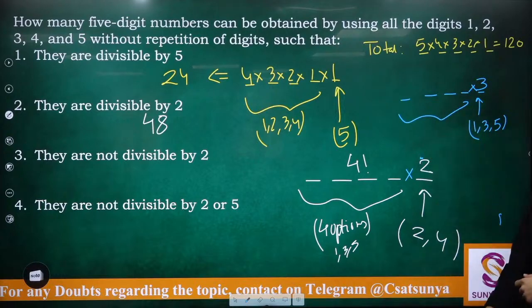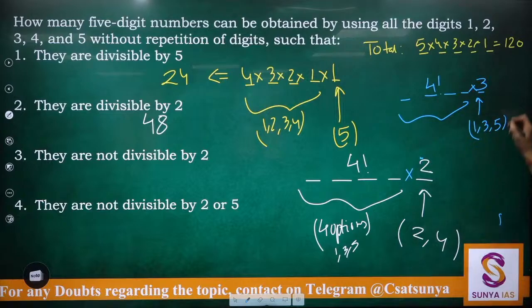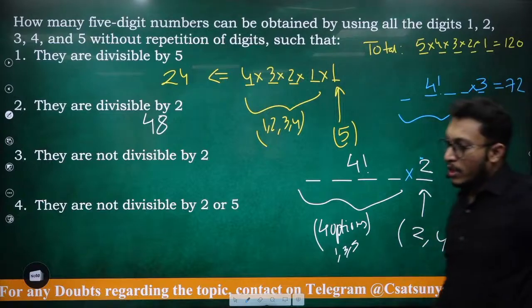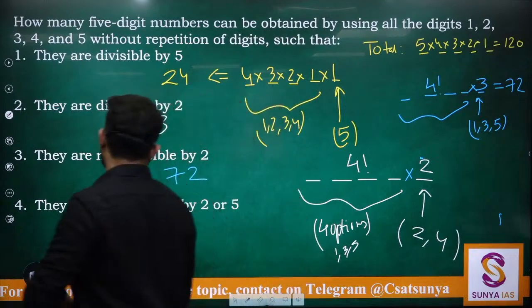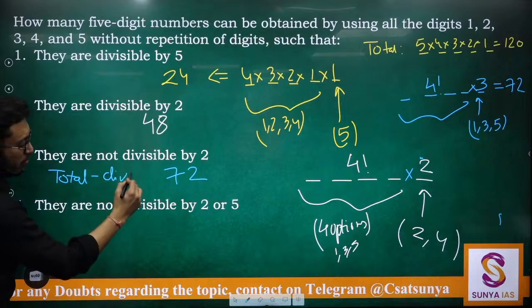Total 4 options remaining, 4 places. So 4 factorial ways. Total 72. You could have also done it like total minus divisible by 2.